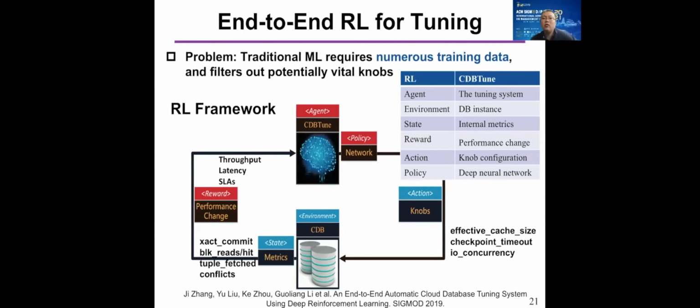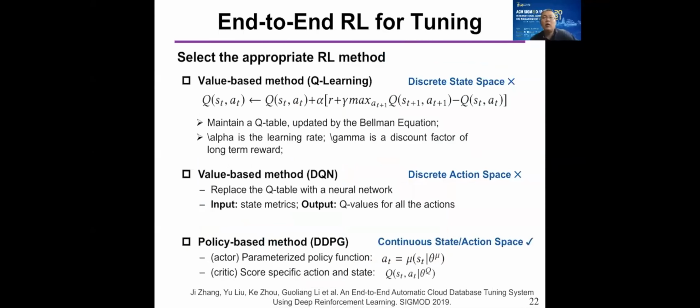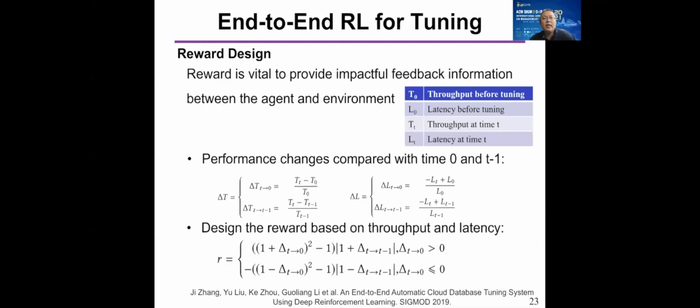So if the performance is better, we give a positive, otherwise we give a negative. So here are some important techniques we need to consider. For example, how to select good reinforcement learning methods. Because both the state and action, the state means the matrix and the action means the knob tuning, are in continuous space, we need to select an algorithm that supports the continuous space. So it's important to select some policy-based method, for example, DDPG.